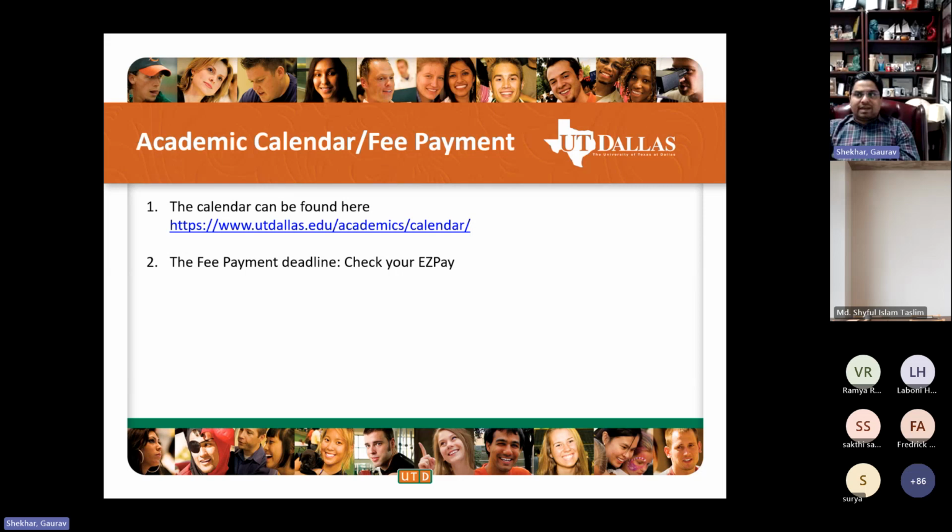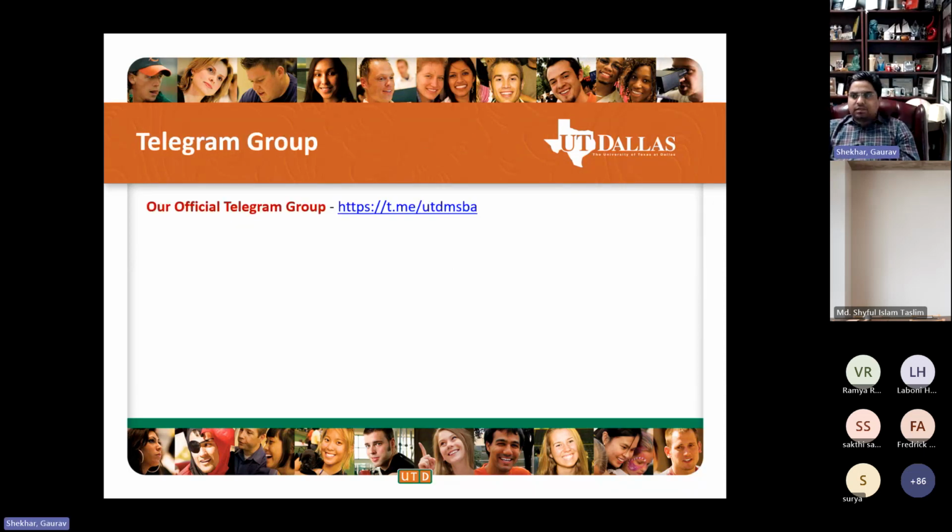As far as the fee payment deadline is concerned, check your EasyPay. EasyPay is the portal through which you can make your payments. Depending on your categorization as a student, you will see a due date on your EasyPay portal to see what exactly is the date that applies to you. Now, you do get emails from the bursar's office, and we also send you emails from the program informing you about the dates. So that can help.